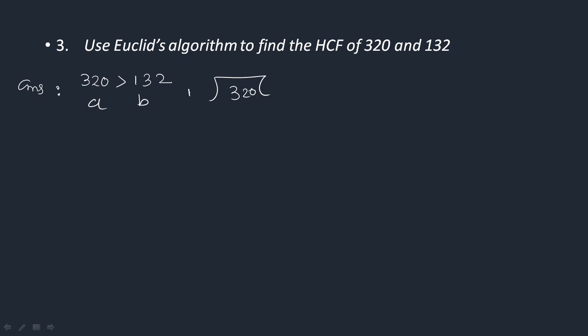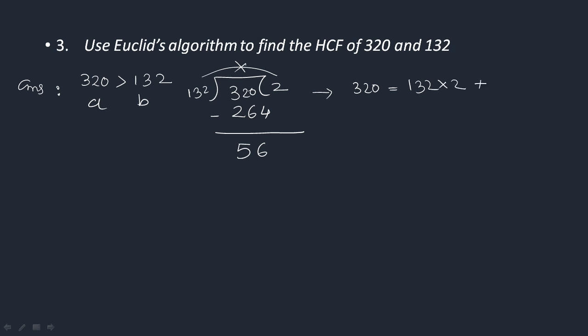So 320, when it's divided by 132, we have the quotient 2 times. That is 132 into 2 gives 264. So when it is subtracted from 320, we have a remainder of 56. So 56 is not equal to 0. So we can write in the form of the theorem: 320 is equal to 132 into 2 plus 56, where the remainder 56 is not equal to 0, so we will be dividing again.